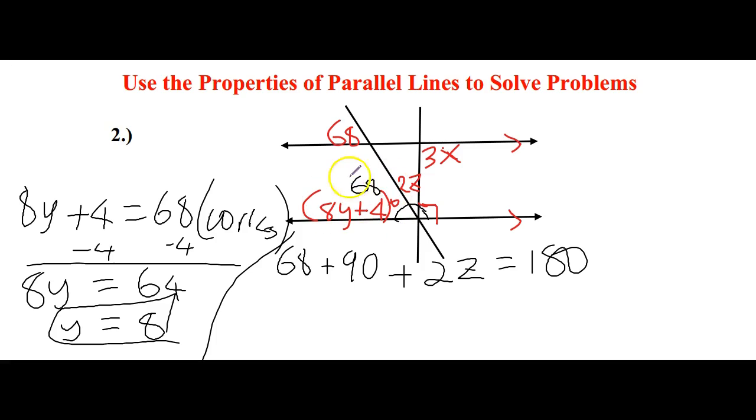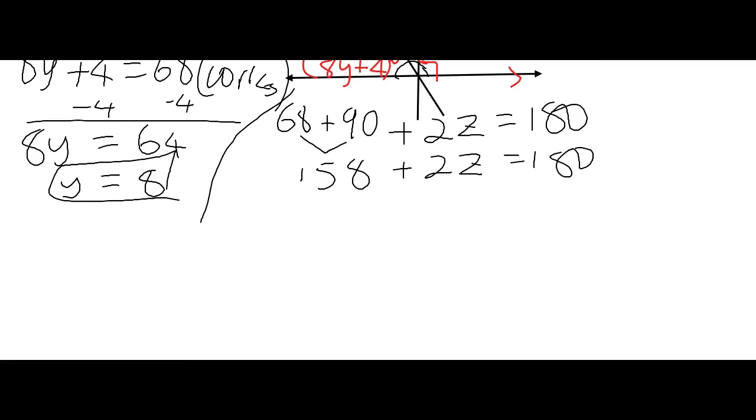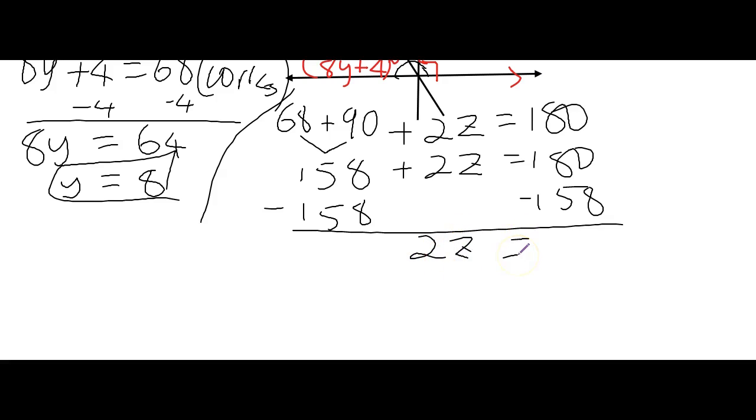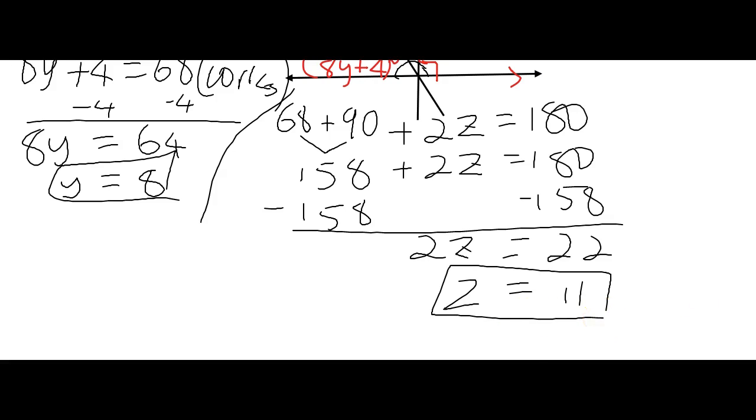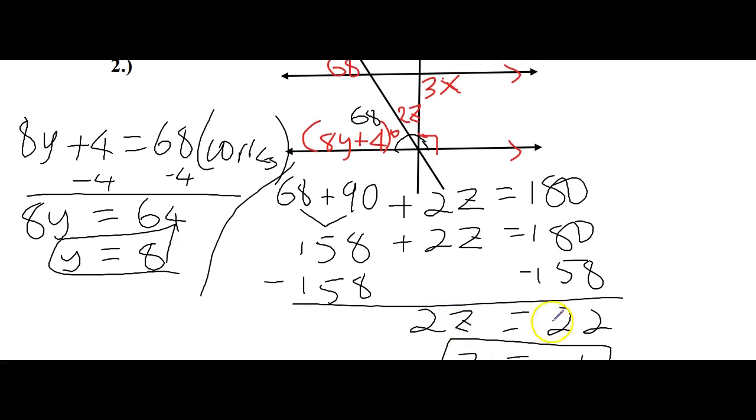Since I already wrote this down, we can just go ahead and add these, and we get 158 plus 2z equals 180. And then we can subtract 158 from both sides. So we have 2z is equal to 22. So z then is, divide both sides by 2, you get z is 11. Okay, and let's go back to the figure. 2z is 22, so this angle is actually 22, if we want to write it there.